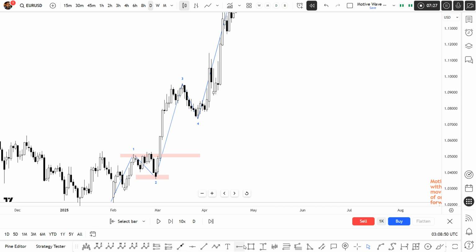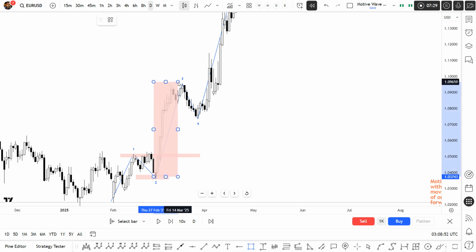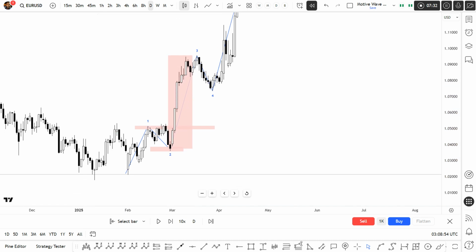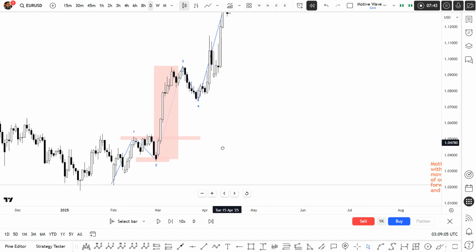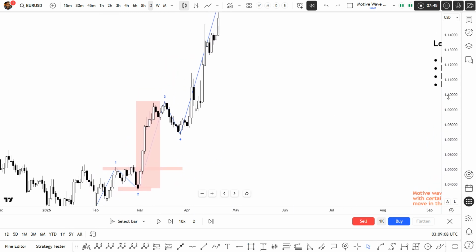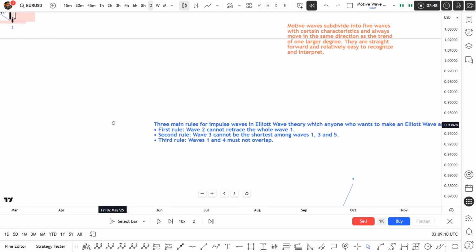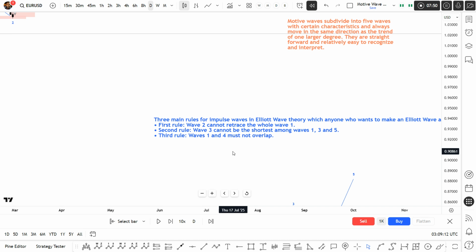Now, between wave 1 and wave 3, which one is longer? It is wave 3. Within wave 1, wave 3 and wave 5, wave 3 is the longest. So this is a motive wave, an impulse. So all you simply need to do is apply the 3 important rules. You should always apply the rules. If you go against the rules, you are doing something wrong.